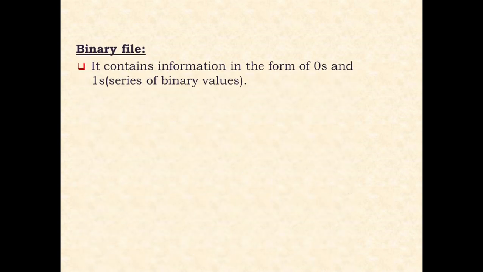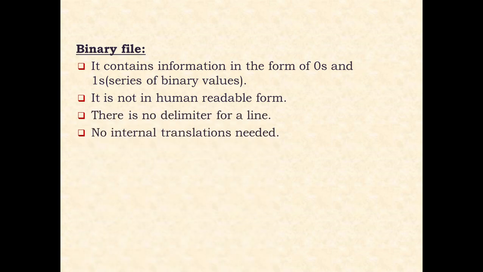Moving on to binary file. What is a binary file? It contains information in the form of binary values, that is zeros and ones. Of course, there is no translation and it is not in human readable form because human beings cannot understand zeros and ones, but the machine is very comfortable with that. And there is no delimiter for the line also.